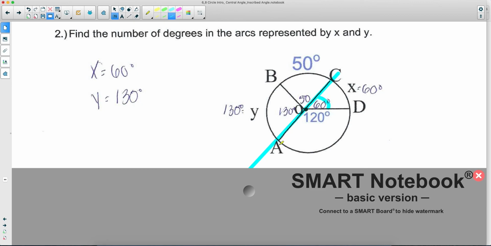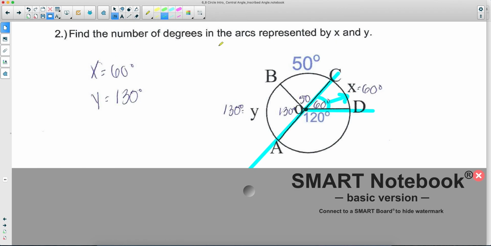And the reason why is since AOC is the diameter, it splits the circle in half. This whole angle is 180. So that means that this is 60. Now, since this is a central angle, COD, the arc that it intercepts is the same. So it's also 60. All right. So I found x, that's 60.